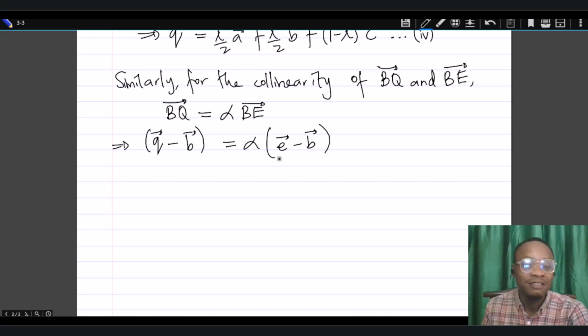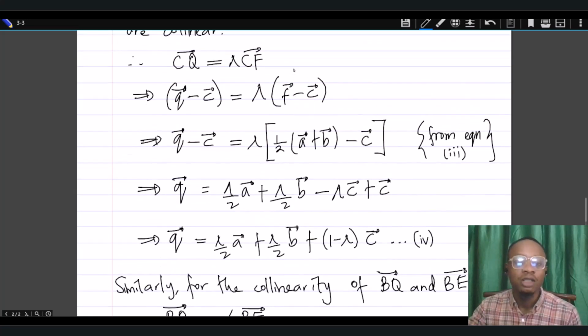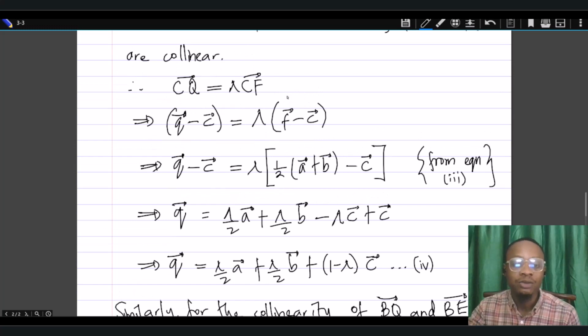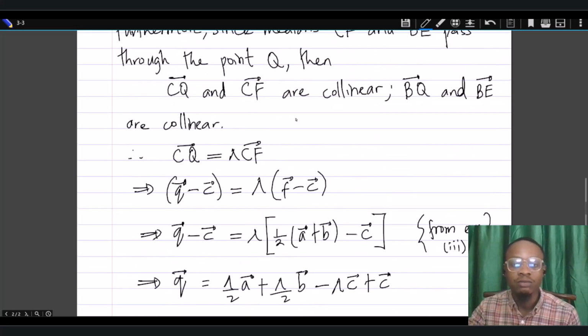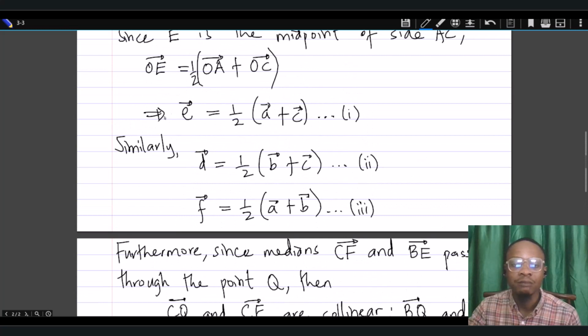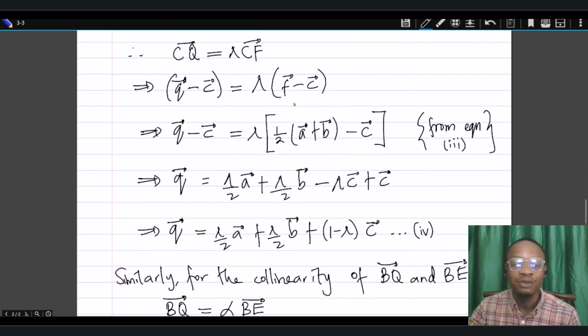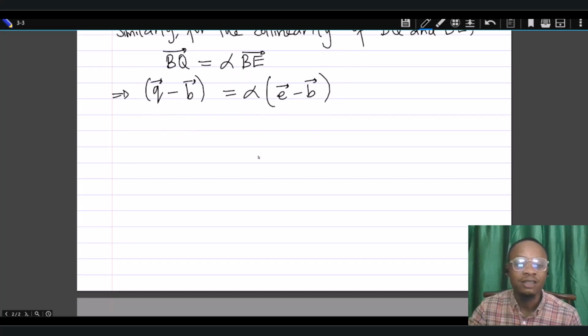And what do we have here again? We have E, which is not the position vector of one of the vertices of the triangle. And so, like we did for F here, it is good that we get rid of E as well. So if we will get rid of E, what are we going to use? We just come here and locate E. In equation 1, we have E already to be equal to 1 over 2 of A plus C. So we're going to use that right here to simplify this.